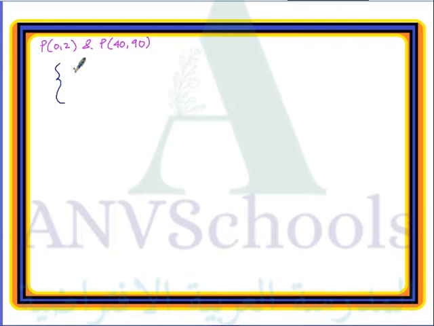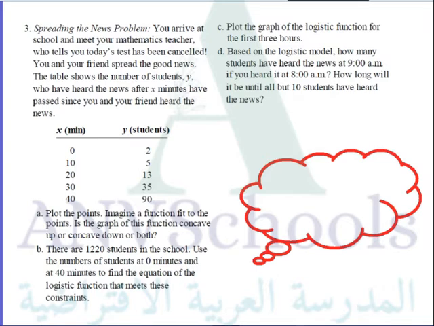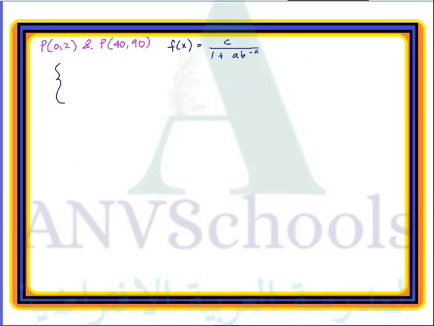Okay. So what is the general equation of a logistic function? The general equation is f of x is equal to c over 1 plus ab raised to negative x. And what is our c? Our c is 1,220. That's the restraint. So when my y is 2, this becomes 2 equals 1,220 over 1 plus my a is unknown, my b is also unknown, my x is 0.